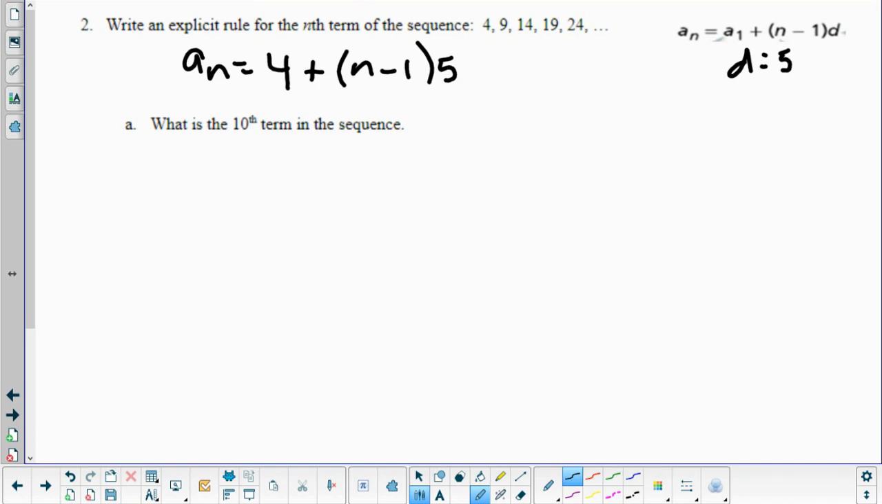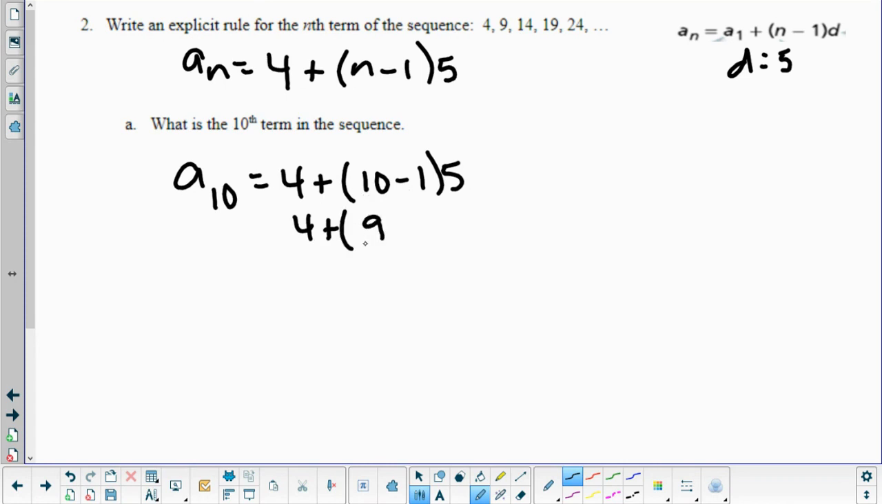Okay, now the second one says, what is the 10th term in the sequence? So we're going to take the equation we just wrote, and this time we're going to solve for a sub 10, the 10th term. So every time I see an n, I'm replacing it with 10. All right, so now we can go ahead and solve these. So according to order of operations, I have to do 10 minus 1 first. So I have 4 plus 10 minus 1 is 9, and that's going to be multiplied by 5. Well, then we have to do multiplication before we can add. So 9 times 5 is 45. And when you add 4 to that, our a sub 10 value, or our 10th value in the sequence, is going to be 49.